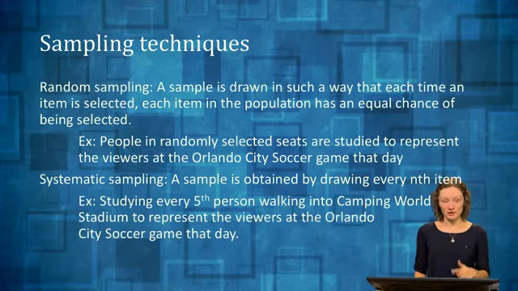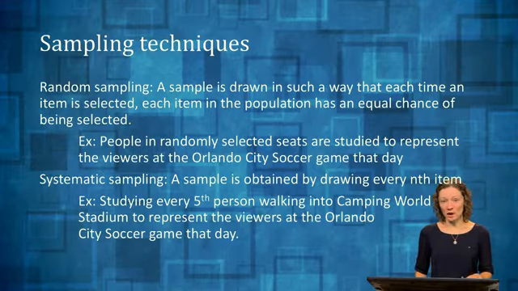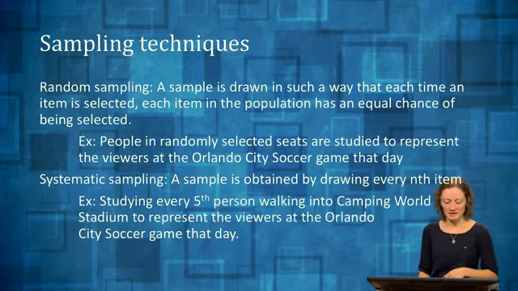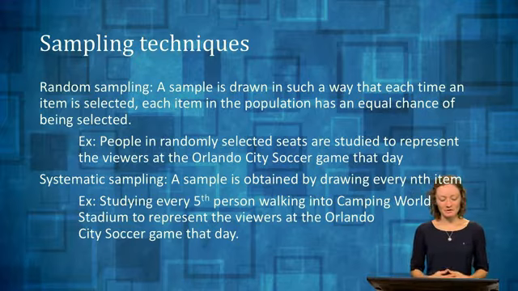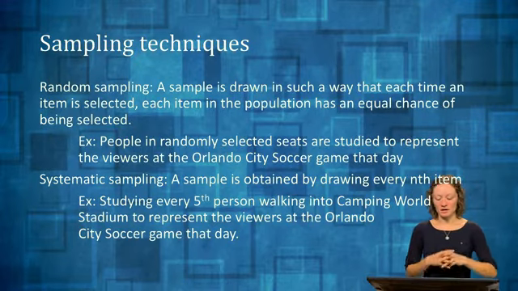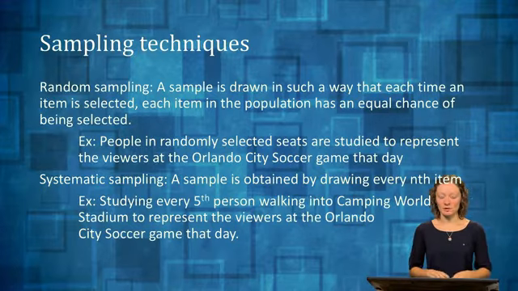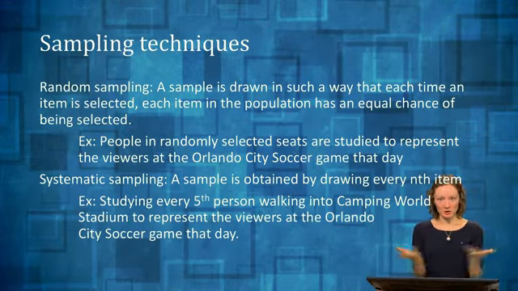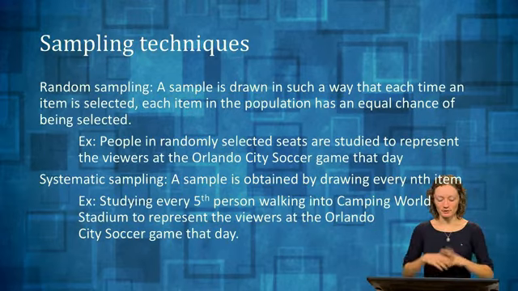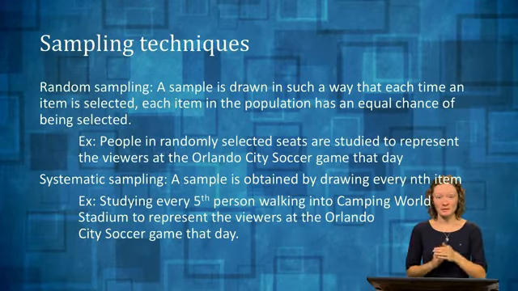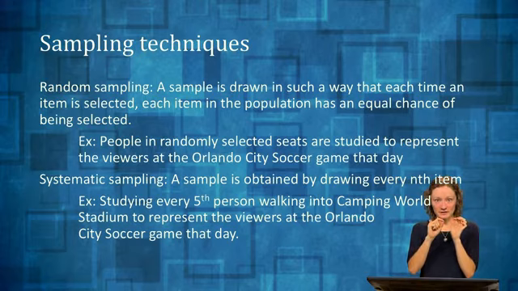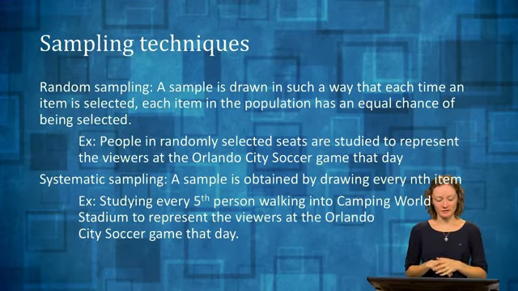It's very difficult to get true random sampling. It typically is going to require a generator of some sort. It's very complicated, but it can be done. So an example of this, for all the examples, I'm going to use data being collected at an Orlando City soccer game. So let's say people in randomly selected seats are studied to represent the viewers at the Orlando City soccer game that day. The population we're trying to represent in this example and all the other examples is all viewers of the Orlando City soccer game that day. And one way we could do that is true random sampling, maybe a generator, pulling out a certain number of seats throughout the stadium for us to go talk to and obtain data from.